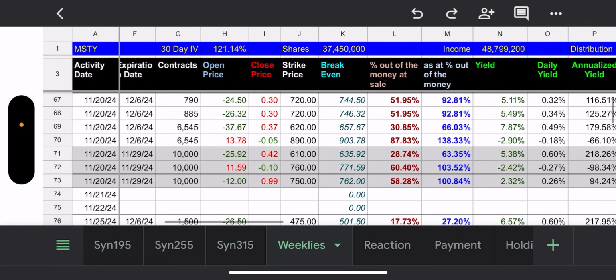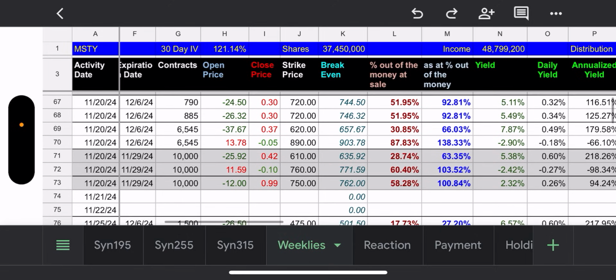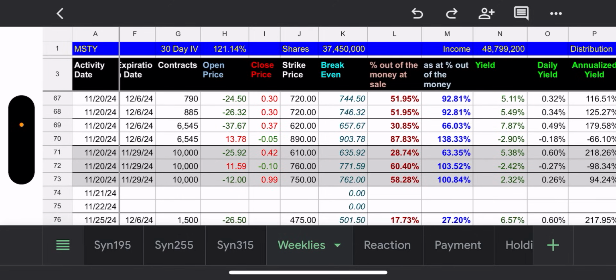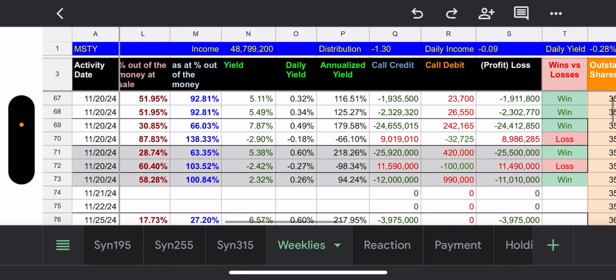All right, so we saw the closeouts, the 790 and the 885 equal to the contract on the first few lines. So you see they paid 30 cents per share, right? Obviously, they made much more on the credit opening that position. They made $24.50 and $26.32. So if you scroll to the right, the ending profit loss is amazing. They made 1.9 million and they made 2.3 million.